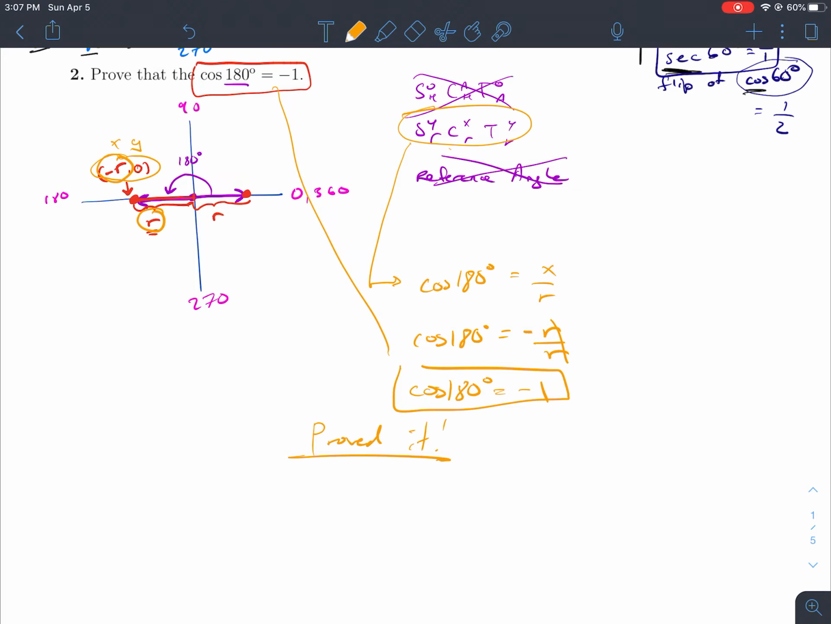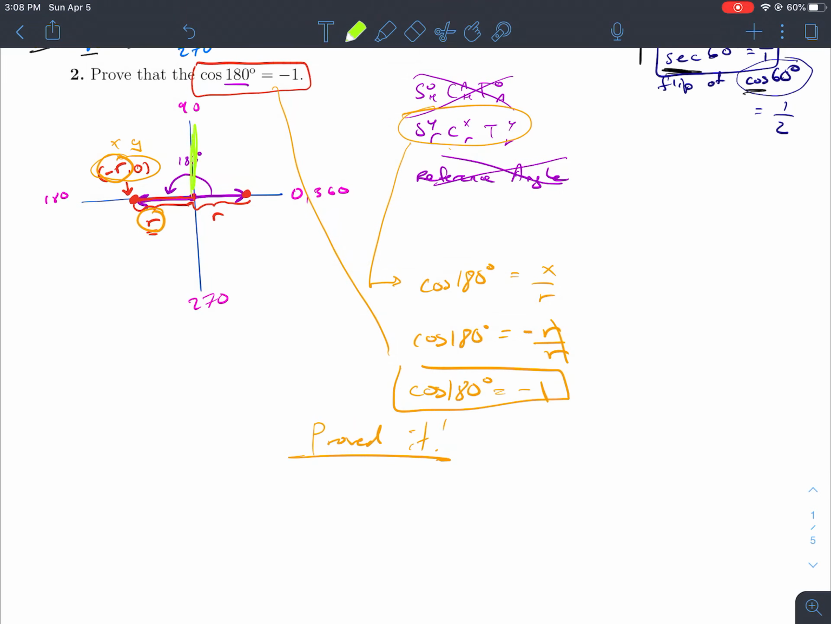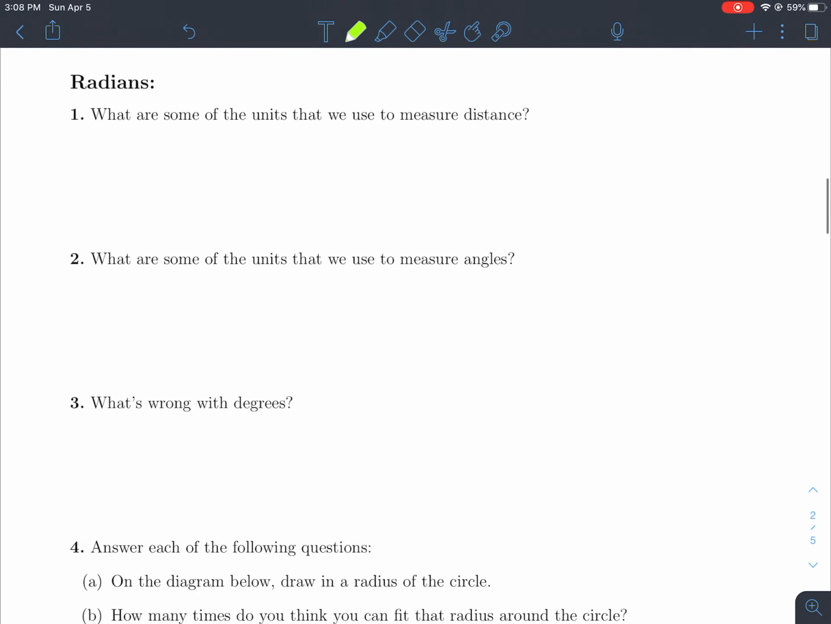So we saw last time that we could use the same idea to find all of the ones that were on the axes. So let me just change colors. We found that for 90, we found it for 0, we found it for 270, we found it for 180. And that's going to be critically important in the next lesson. But in this lesson, we're going to look at something new, which is radians. So let's talk about it.